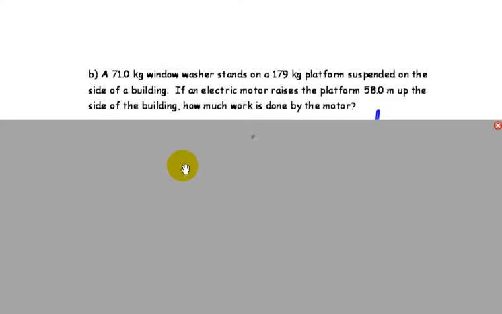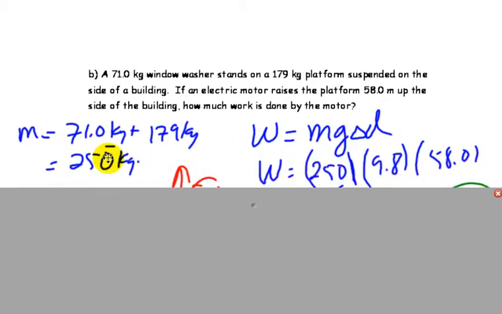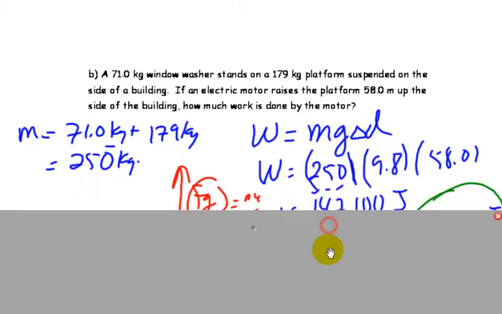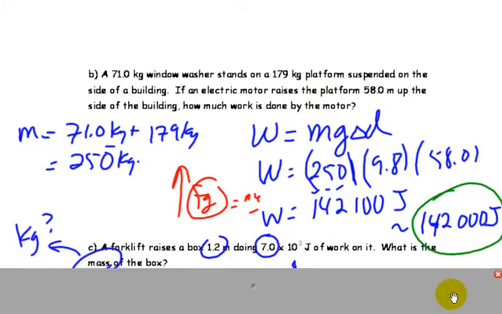Another example here, a 71 kilogram window washer stands on a 179 kilogram platform suspended on the side of a building. If the motor raises the platform up 58 meters up the side of the building, how much work is done by the motor? So we have a total mass here, you and the platform. Work is equal to mgd, so the 250 is the mass. Acceleration of gravity, that part will give you the weight. And moving up 58 meters, so 142,000 joules.